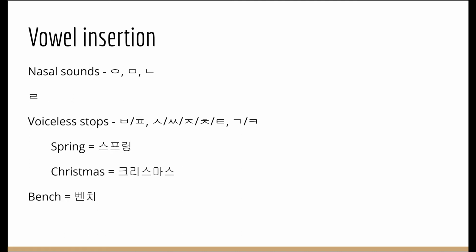Another example of vowel insertion would be that the only consonants that can end a syllable are nasal sounds, lil, and voiceless stops. So, if the end of the word ends with anything other than these sounds, according to Korean phonology, a vowel has to be inserted to allow for correct syllable structure. So, Christmas would be pronounced 크리스마스, and bench would be pronounced as benchi. And these are all loan words, but because they're loan words, when they are transferred to English, they just say it the same way.